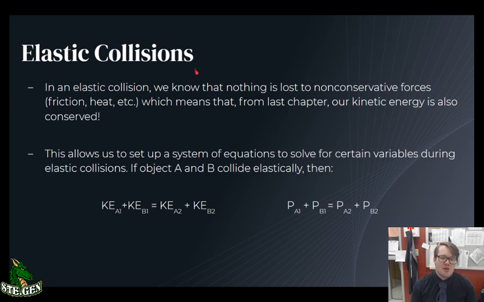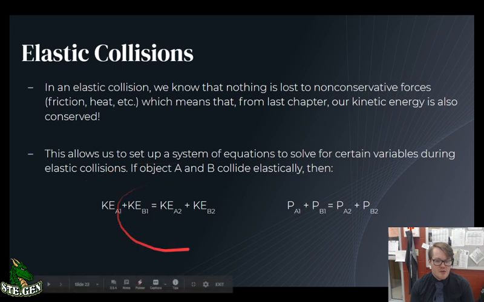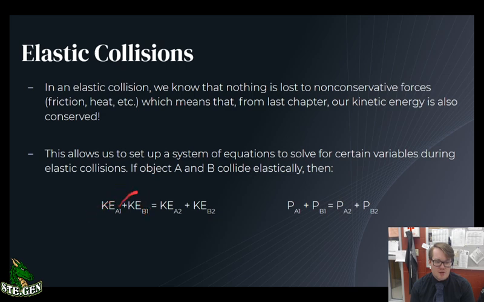In elastic collisions, we know that nothing is lost to non-conservative forces. There's no friction, heat, or anything like that, which means, from last chapter, that our kinetic energy is also conserved. So we can set up the same type of situation. Again, A and B are the two objects, and 1 and 2 are the two states that they're in. So the kinetic energy of thing A and thing B at state 1 should equal the kinetic energy of thing A and thing B at state 2, so before and after the collision.